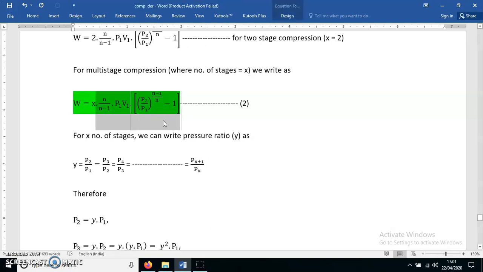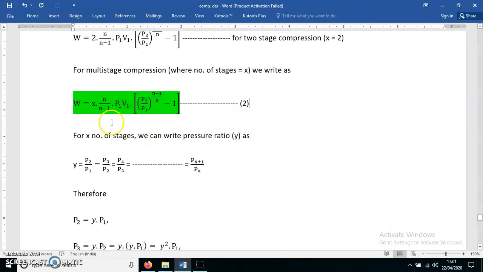This expression gives you the work required for the first stage of compression. So when perfect intercooling is there and when work is minimum, then the work required for a multi-stage compressor is calculated by W is equal to x, that is the number of stages, into the work required for the first stage of the compressor. So W is equal to x into the work required in any stage of the compressor or the first stage of the compressor. So it's a simple expression.